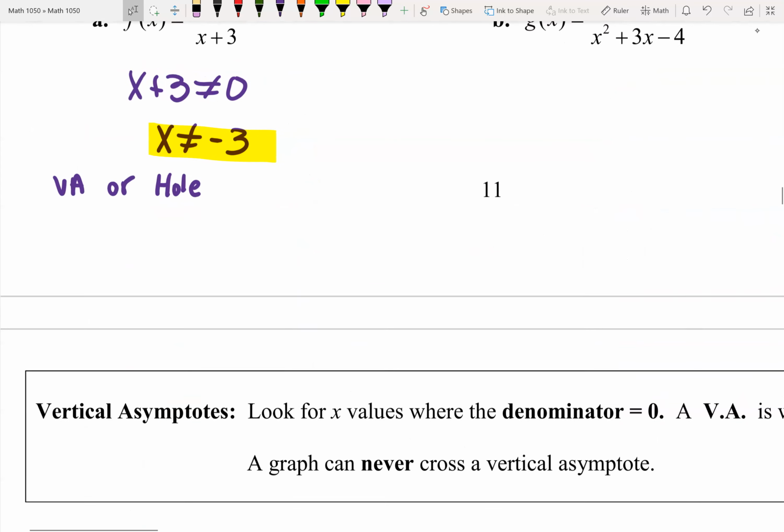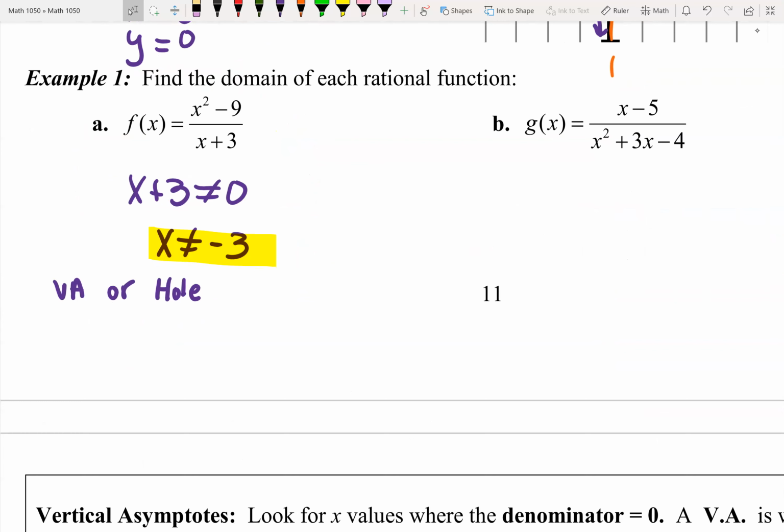I want you to know that I don't think that's ever going to be an issue for you because we're not going to use a table when we graph. Okay? Okay, question B, find the domain.